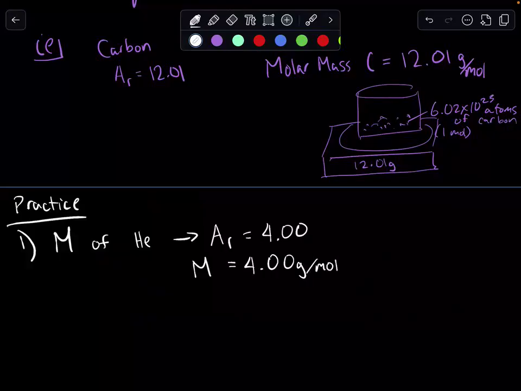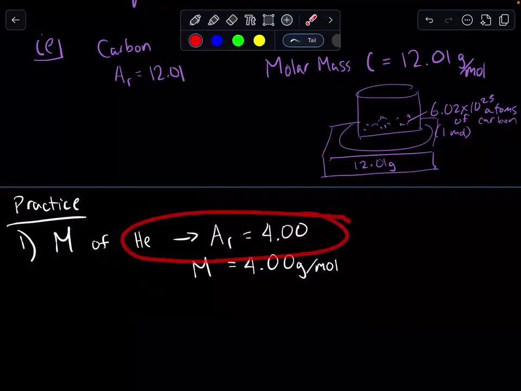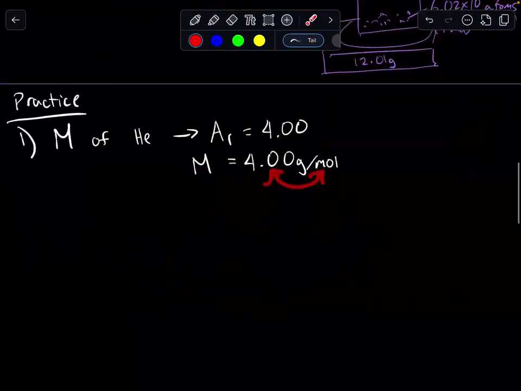This is not a trick question. What I'm asking you to do is one, find helium on your periodic table, two, identify its relative atomic mass, and three, add that little unit, append grams per mole. Units are incredibly important in the study of chemistry as they allow us to do conversions and quantify our particles.